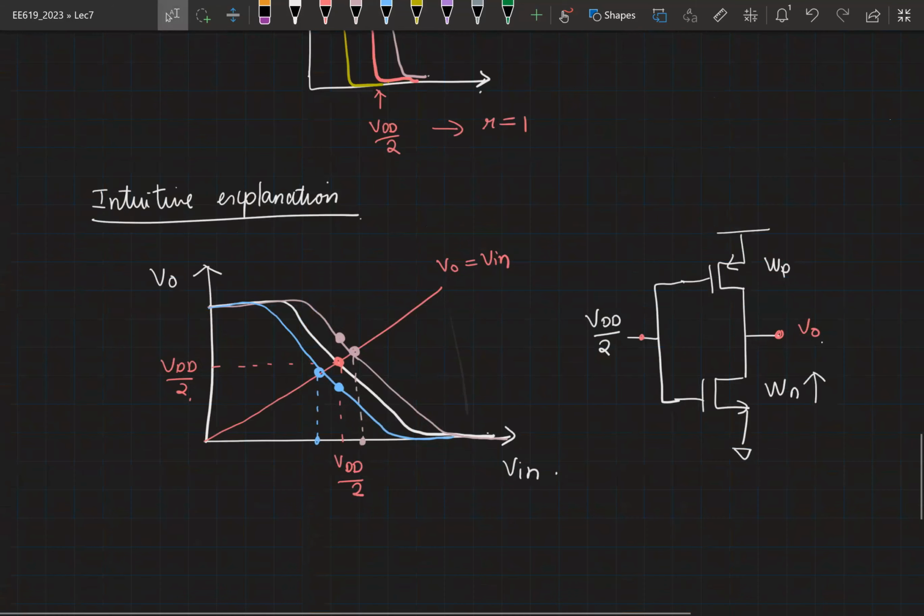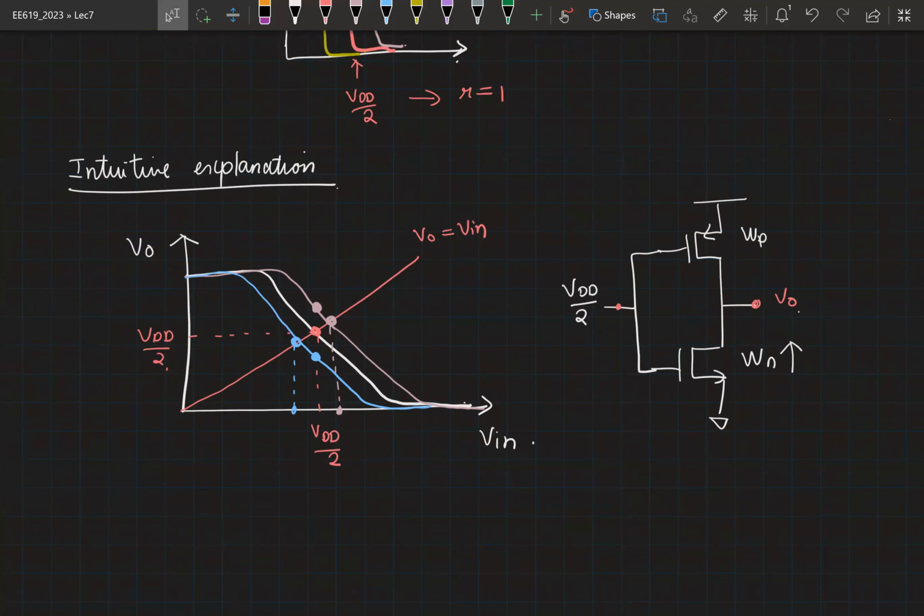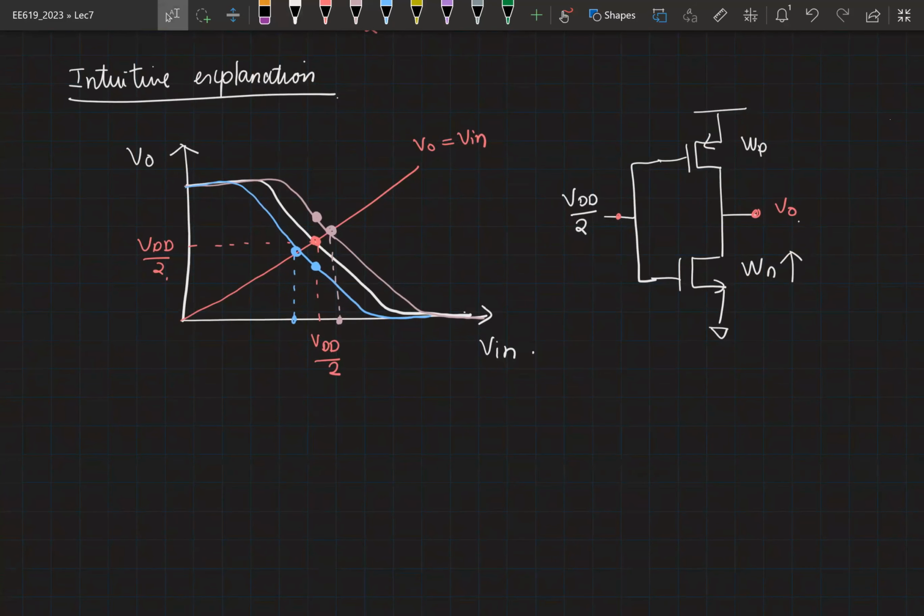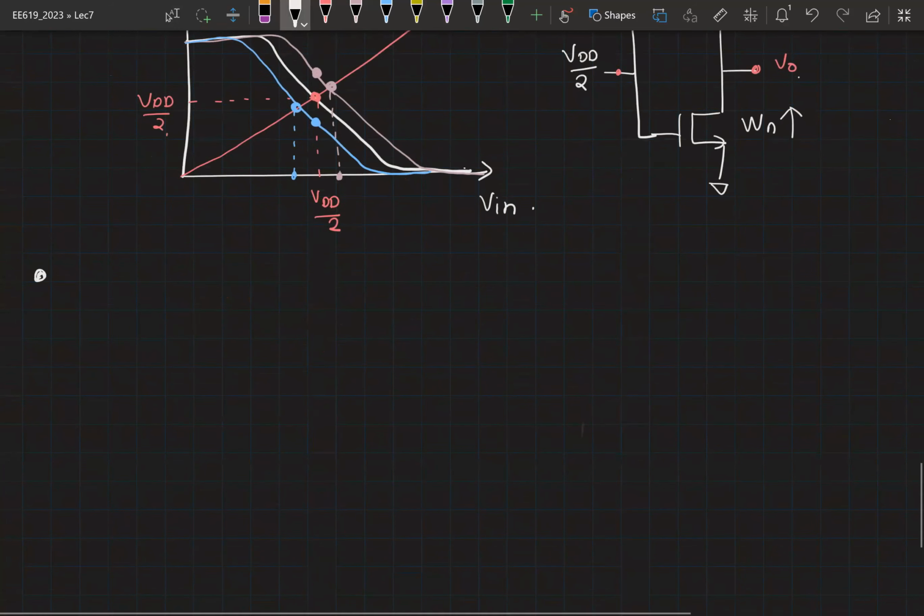Let's assume that channel length modulation is 0. There is no lambda, so the current equation is independent of VDS. What we have figured out now is that we have the potential to change the trip point of an inverter by adjusting WP and WN. So the question is, is there an ideal trip point that we would like to have?